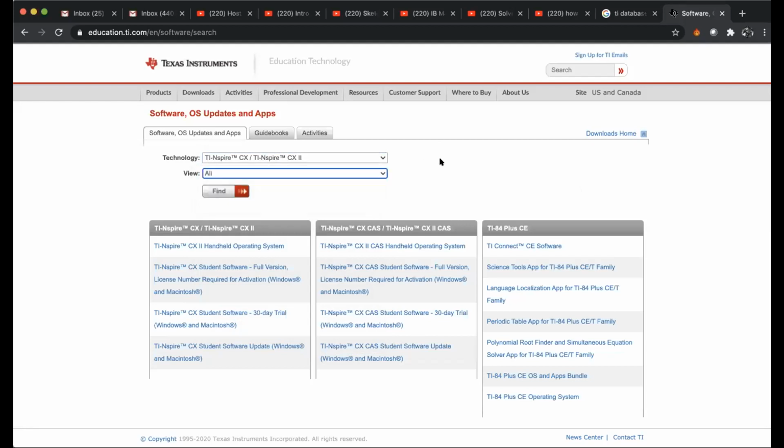The second one, if you see TI-Nspire CX student software, where is it? The same screen. In the first column, the second one, second option. Student software full version. Full version means you will have to input your license key. I think after they download and when they're installing it, that's when it asks for input. Yes, while you're installing, then it asks for the license key.